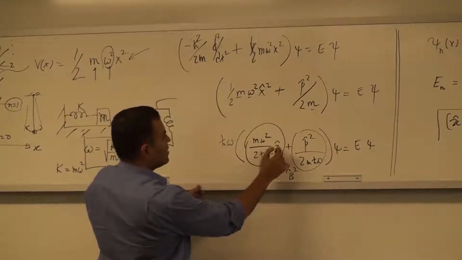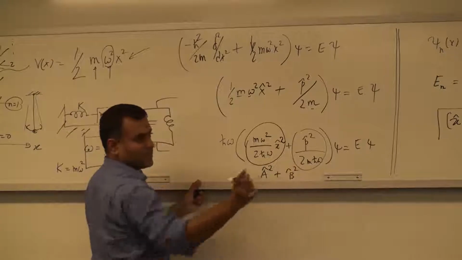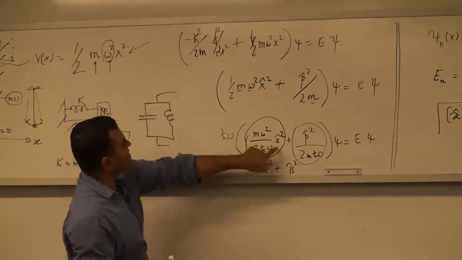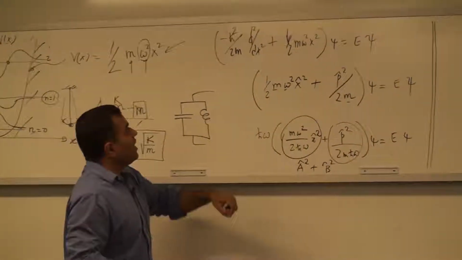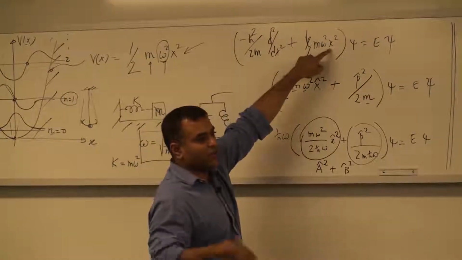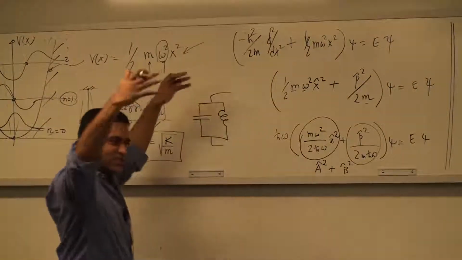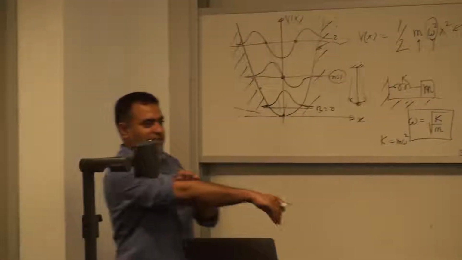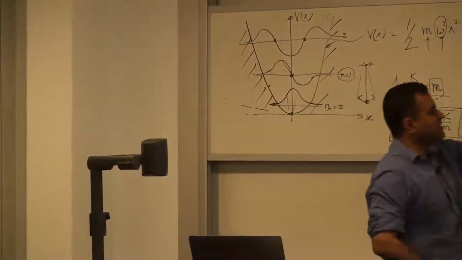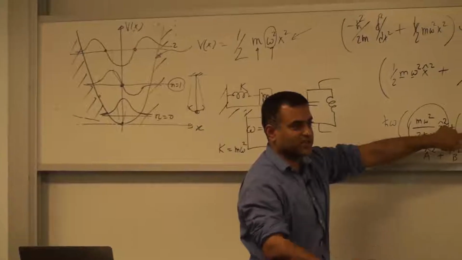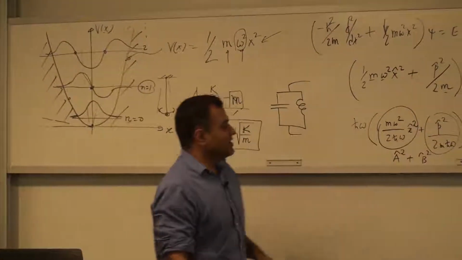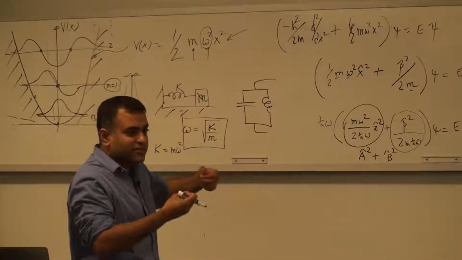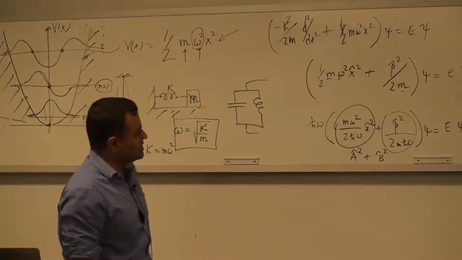Yes, x hat squared, half m omega squared. So it's the x squared potential, and we are looking at it from an operator perspective. So in this picture, x and p are not numbers anymore. These are operators, or these are matrices, if you want to think of it that way. That's what it is.